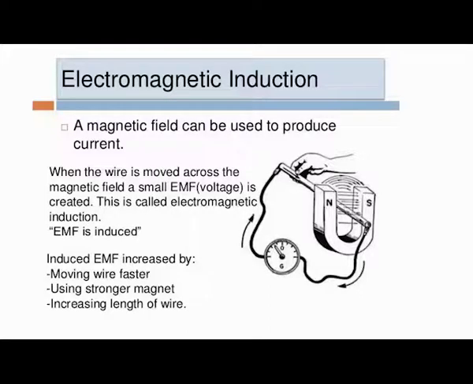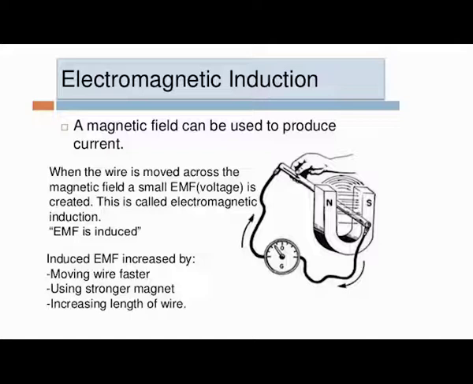Then there are 3 ways in which we can increase the voltage produced in this way. Induced EMF can be increased by moving the wire faster. The speed at which you move the wire across the magnetic field, if you increase it, more voltage will be produced. Or using a stronger magnet.